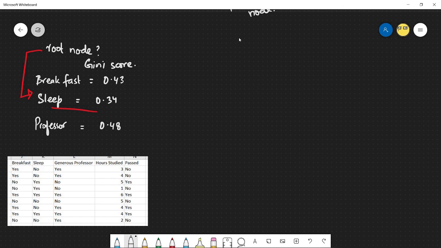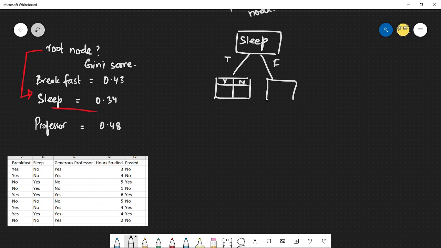So now we can say that we're going to use sleep as our root for our decision tree, and based on its true and false values, we know that we can further divide the data on pass, no pass. So yes or no, and yes or no here, and it will look like 3, 1, 1, and 4. Again, the 3 is coming from, so let's do this example right away.